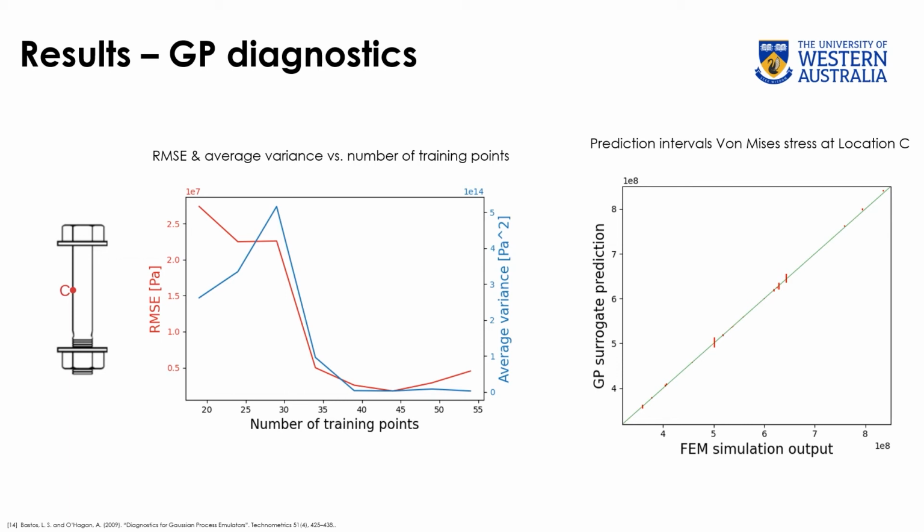At left, we observe the RMS error and average variance of the validation point predictions converge above 35 training points. Therefore, we utilize 39 training points as the basis for GP prediction. At right, we observe the 95% prediction intervals of the GP surrogate model.